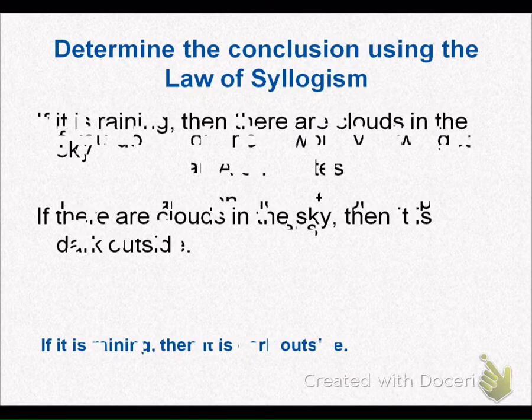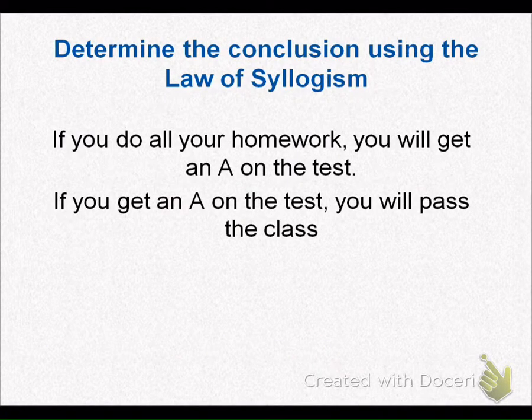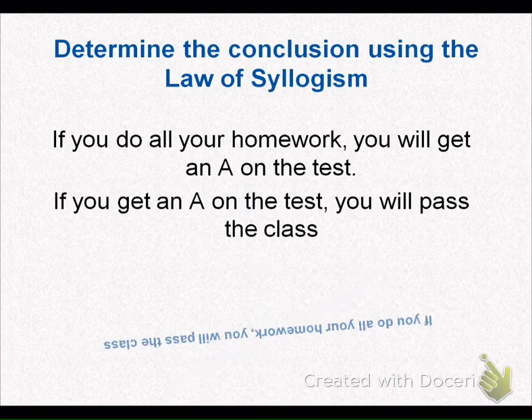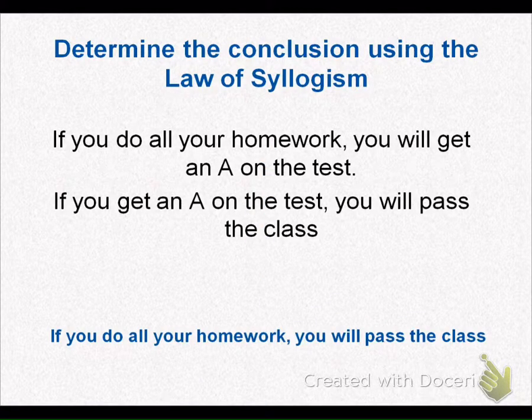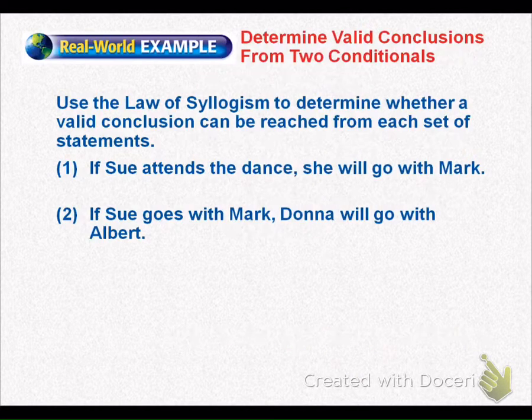Let's look at another one. If you do all the homework, you will get an A on the test. If you get an A on the test, you will pass the class. Therefore, exactly. If you do all your homework, then you will pass the class, right? If P, then Q. If Q, then R. Therefore, if P, then R. Okay?